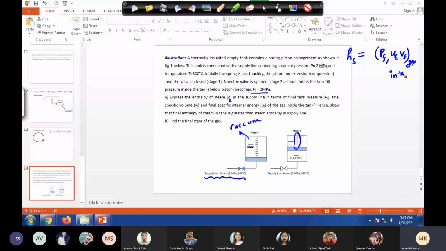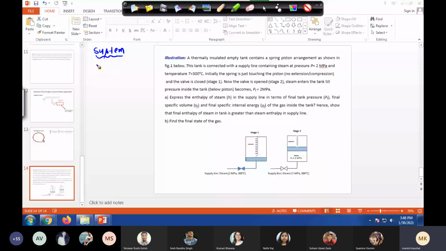Okay, fine. So let's solve this. What we are going to do is, let's say that first we consider our system as gas below piston. This is our system.